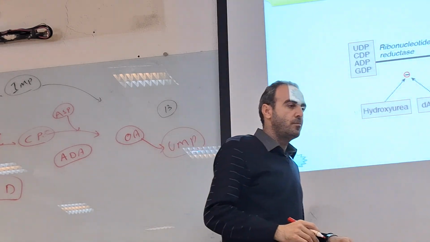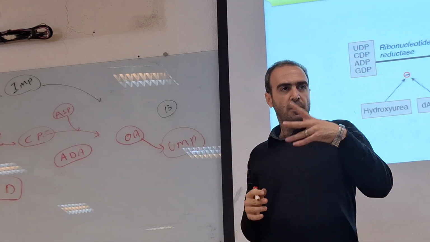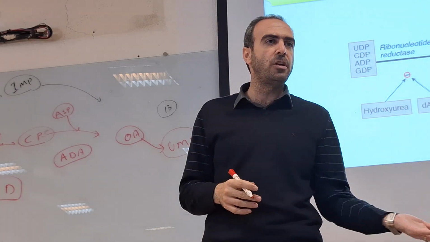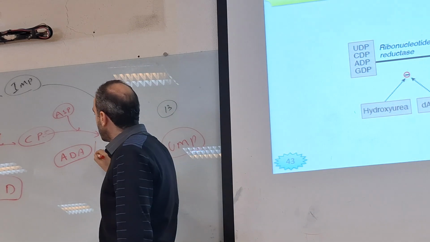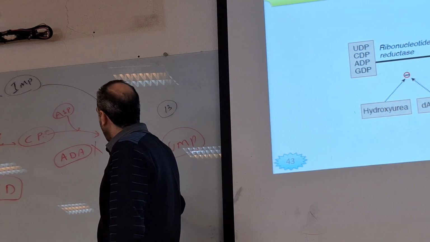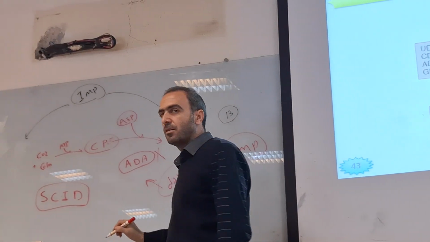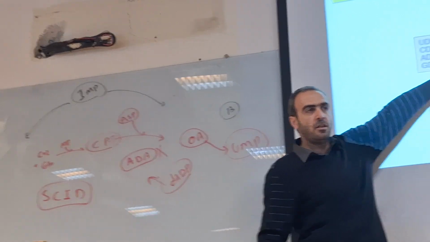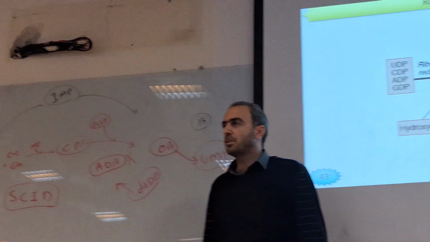It removes the amino group. It degrades adenosine to inosine and hypoxanthine. When this enzyme has a dysfunction, dADP and dATP are increased. When they are increased, ribonucleotide reductase is inhibited. When this enzyme is inhibited, immunodeficiency is up.